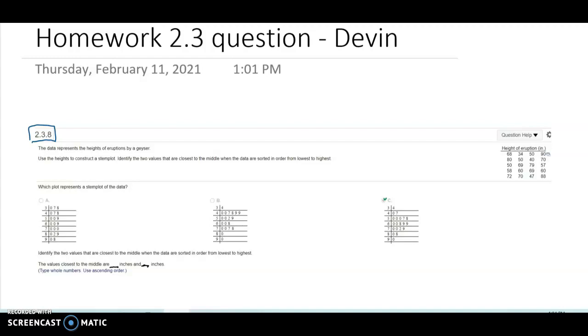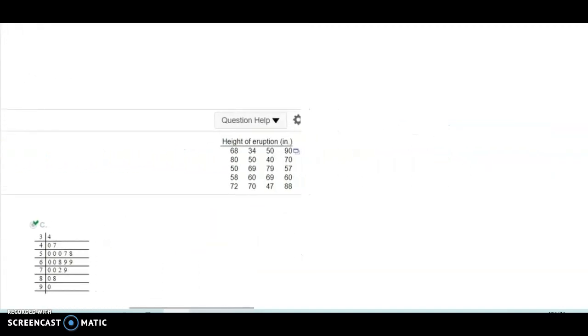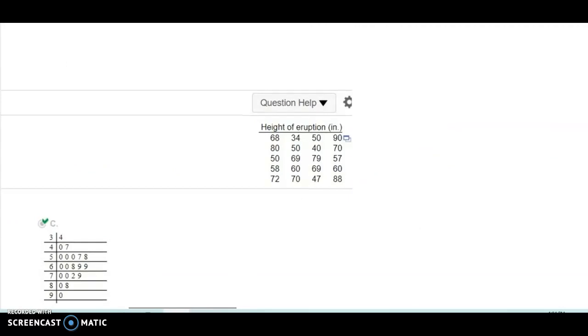Now, we have data representing the heights of eruptions by a geyser. Use the heights to construct a stem plot, sometimes also called the stem and leaf plot, and identify the two values that are closest to the middle when the data are sorted in order from lowest to highest. So we have our data here, and you can see we have 68, 80, 50, 58, 72, and so on.